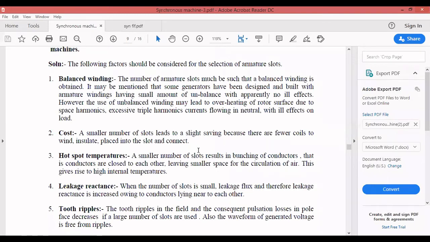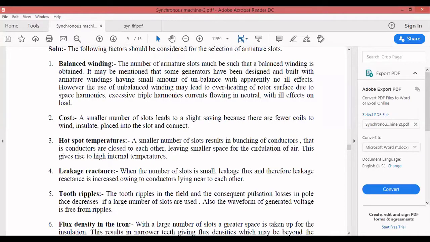Definitely the cost depends upon the rating of the machine. If you want the cost to be less, the rating of the machine will be less. And normally, if taking cost into consideration, then definitely there are fewer coils to wind, insulate, and place into the slot. The cost depends upon the rating of the machine.